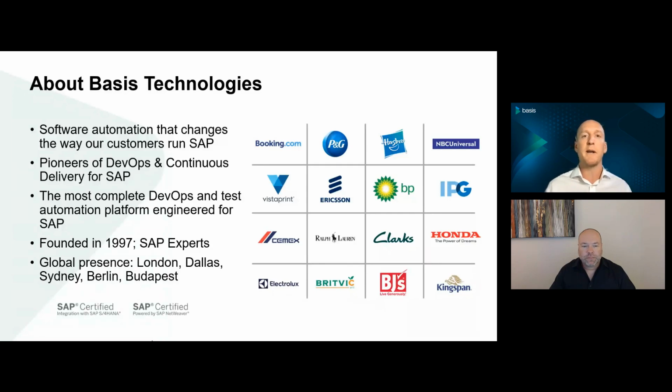We're really the pioneers of the area of DevOps and continuous delivery in those kind of core SAP systems, and we're enabling those kind of companies that you can see on the screen to change their approach and adopt things like Agile and DevOps through our DevOps and test automation platform, which is software that is, very importantly, and you'll hear about that in today's presentation, engineered specifically for some of those requirements of SAP. We've been around for quite some time now, nearly 25 years.